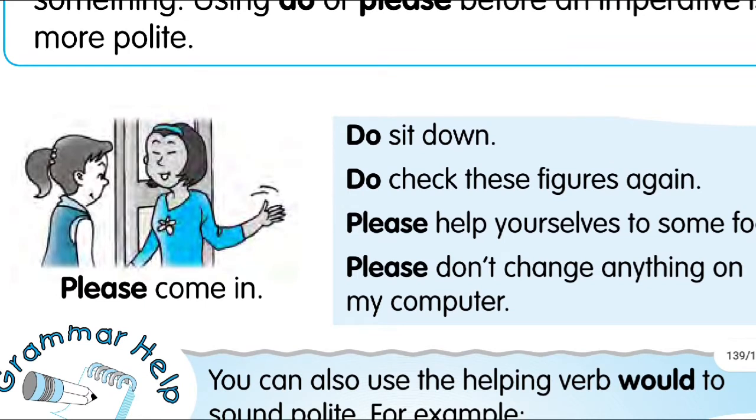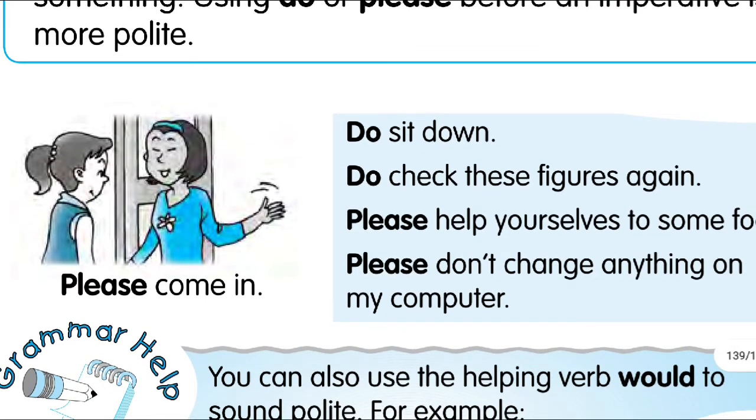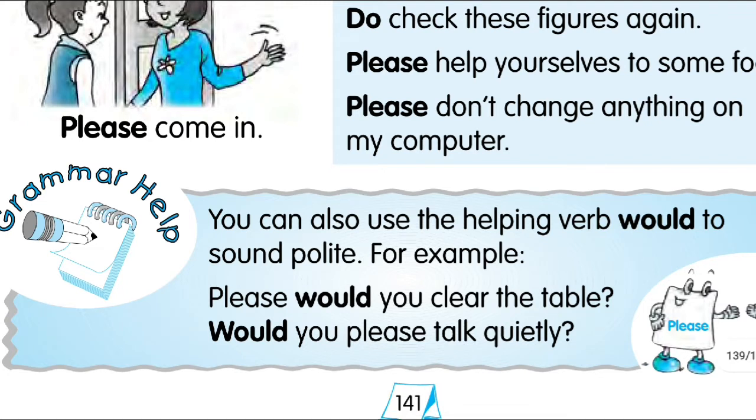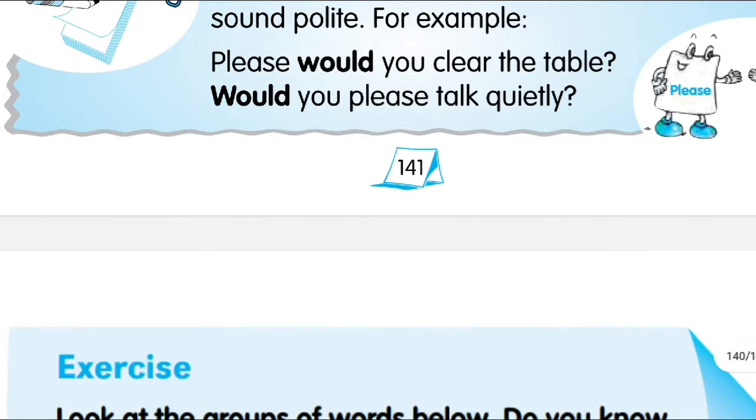How? Simply saying sit down does not look good. So you can say, do sit down, do check these figures again, please help yourselves to some food, please don't change anything on my computer, please come in. So it makes the sentence more polite. Even you can use the helping verb would to be more polite. Please, would you clear the table? Would you please talk quietly? So, in order to make the sentence more polite, we can use would also.